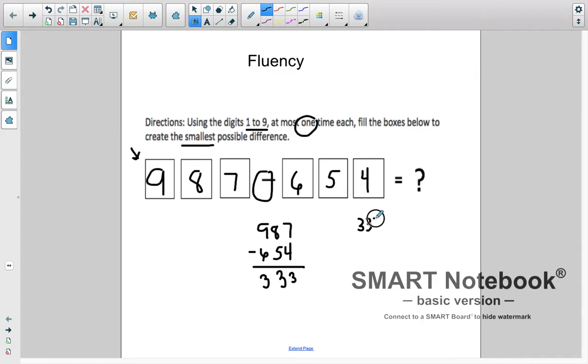Now you can play around with different numbers, and I encourage you to use different numbers 1 through 9, making sure you start with a bigger number than this, and see if there's a smaller difference. See if you get a smaller number than 333. See which numbers worked for you to get the smallest number in between these two bigger numbers in your subtraction problem. All right, let's move on.